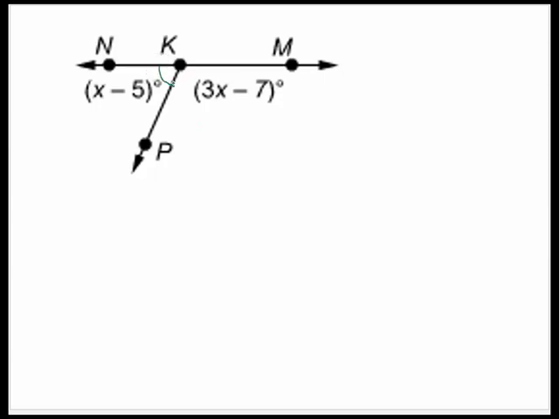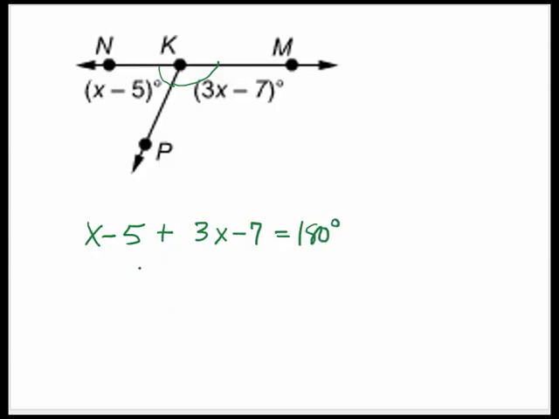But we do know that this angle plus this angle has to add up to 180, right? They're supplementary. So all you do is write down that x minus 5 added to 3x minus 7 equals 180 degrees. And that's how you'd solve that problem.